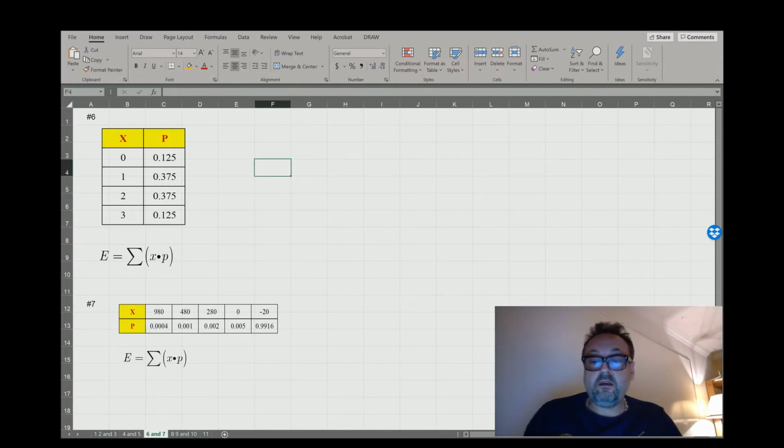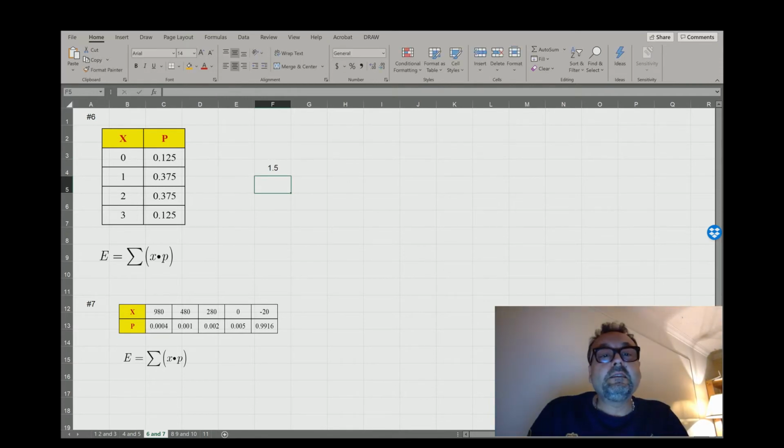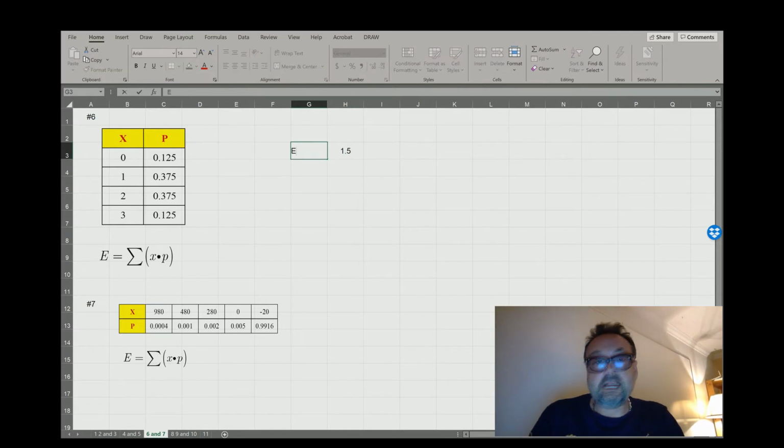Now manually, in the old days, you just literally do it. So you'll say equal to 0 times 0.125 plus 1 times 0.375 plus 2 times 0.375 plus 3 times 0.125. I mean, that's how we used to do it when I took this class. That's how I did it, with pencil, paper, and a calculator. And you get 1.5. Well, and that's your E. That's what it's asking you to do.